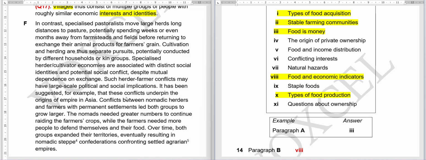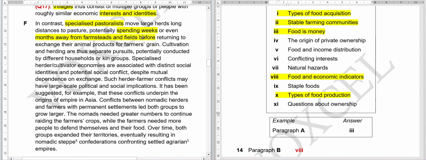In contrast, specialized pastoralists move large herds long distances to pasture, potentially spending weeks or even months away from farmsteads and fields before returning to exchange their animal products for farmers' grain. So what they're saying here is that these specialized pastoralists moved their large herds long distances to pasture. They went far away from home so that their cattle or herd could graze. Potentially they spent weeks or even months away from farmsteads and fields.